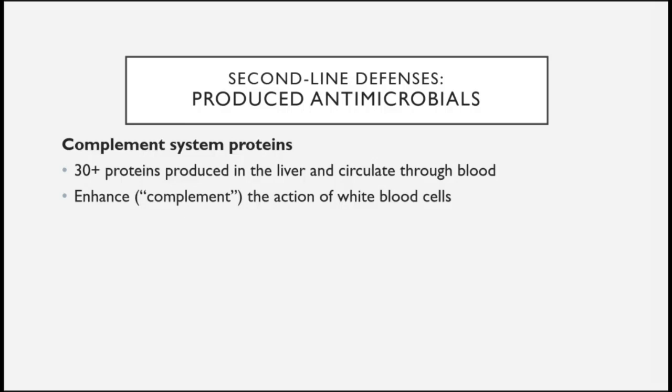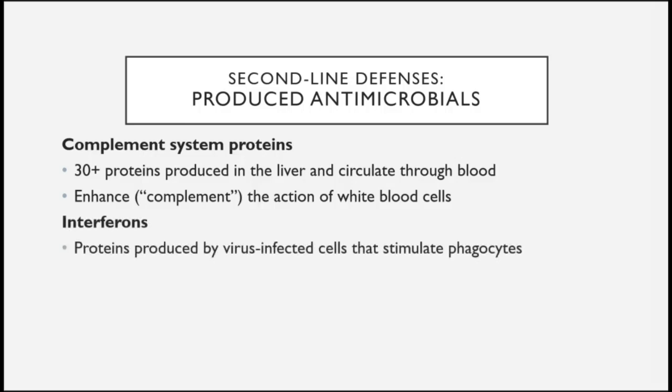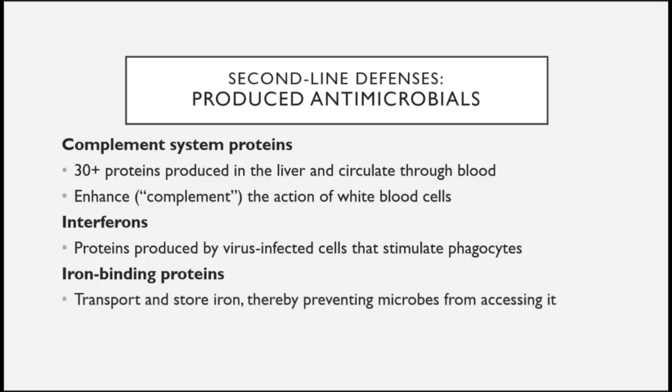They enhance, or in other words, complement the action of white blood cells. Next are the interferons. These are proteins that are produced by cells that have been infected by viruses, and they stimulate phagocytosis in order to try to put an end to the viral cycle. Next are iron-binding proteins. So these transport and store iron in order to limit or prevent the ability of foreign microbes from accessing it. Iron is one of those limiting nutrients in the body.